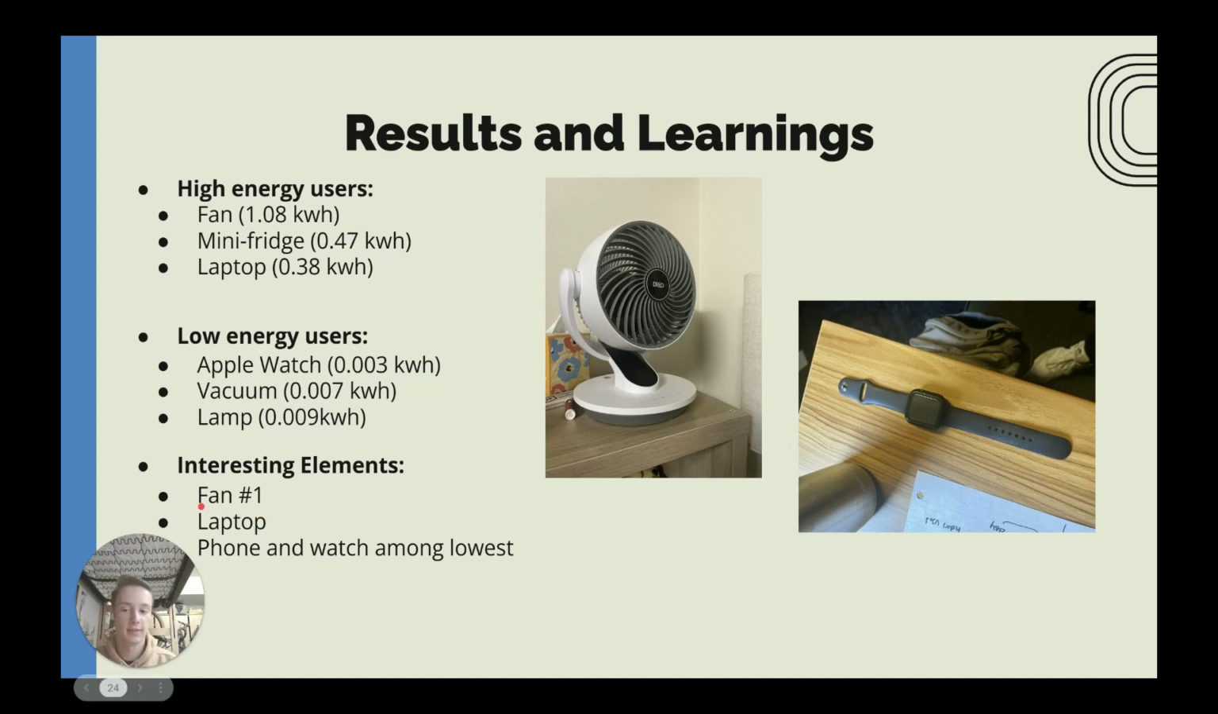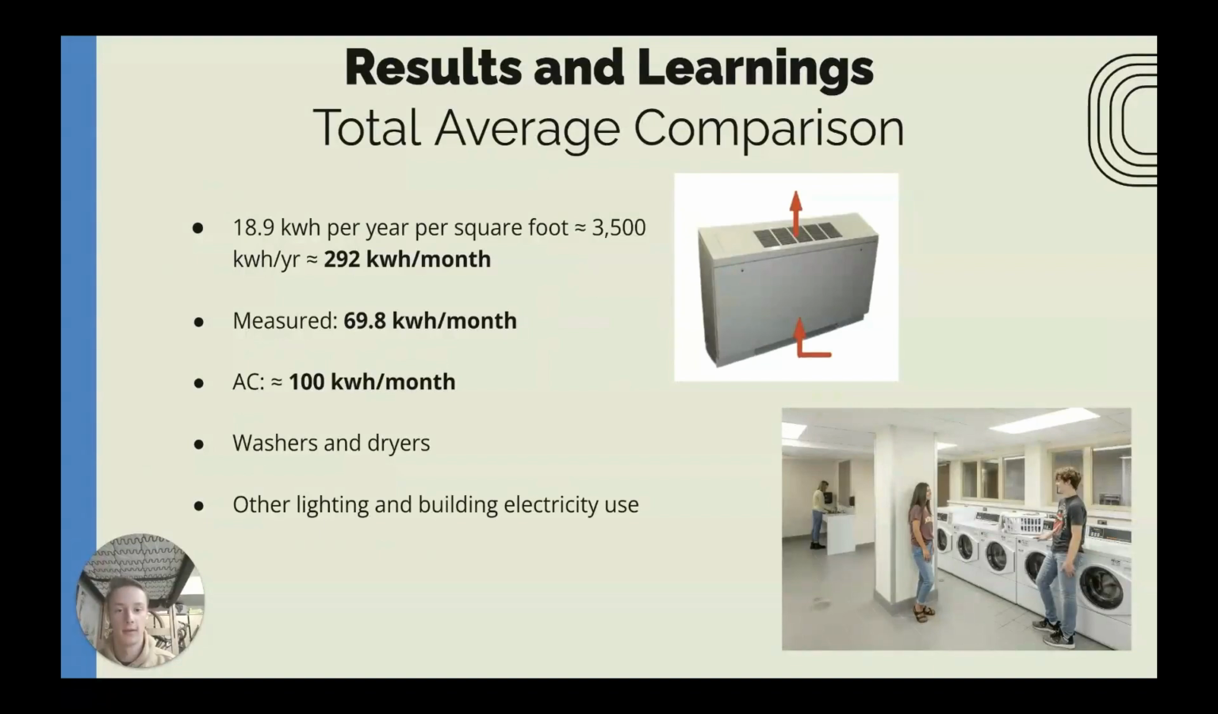The fan is the highest, which makes sense. It's on a lot, but it's also a lot more than I expected. Laptop is a good amount of energy use. I have a gaming laptop, which uses a little more energy. And the phone and watch being really low was surprising to me as well. I was expecting it to be higher.